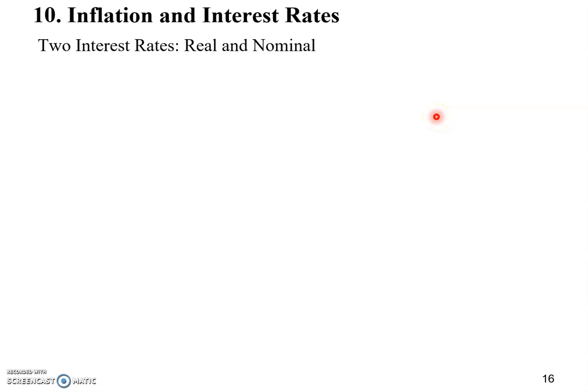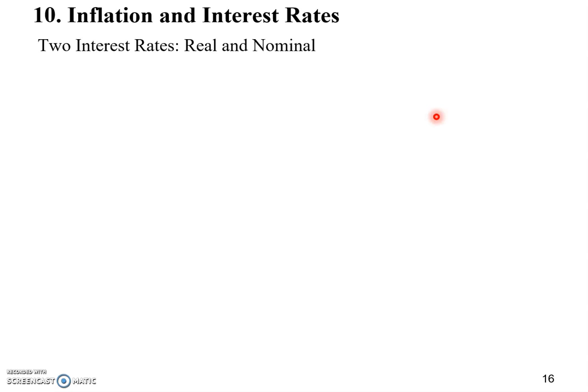Now let's talk about the effect of inflation upon the interest rates. Here we have two interest rates: real interest rate and nominal interest rate. Back in chapter 2, when we talked about inflation measurement, or CPI, we already discussed the difference between real and nominal, right? We said real means nominal adjusted for inflation.